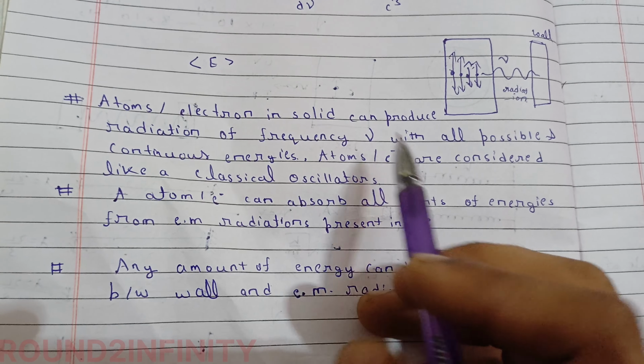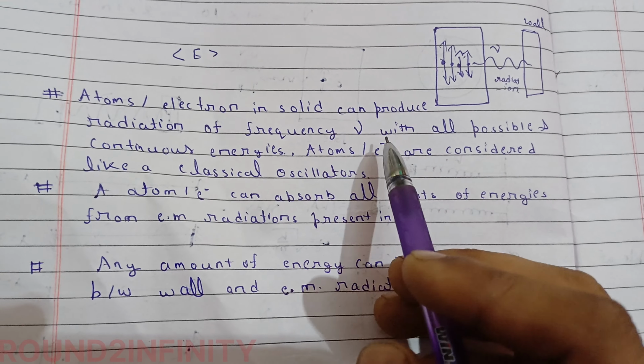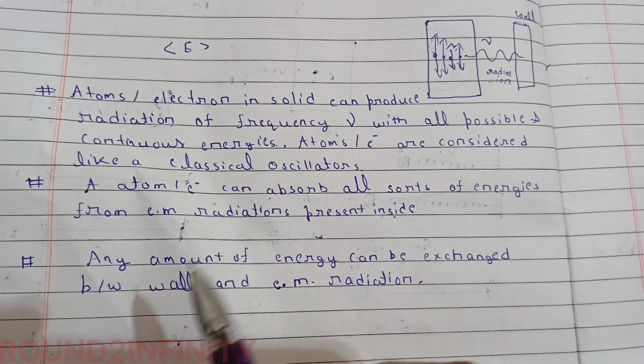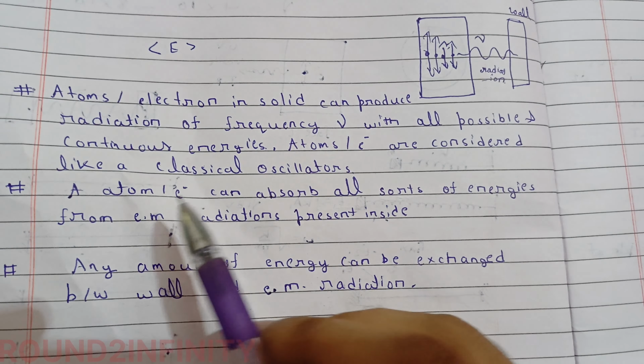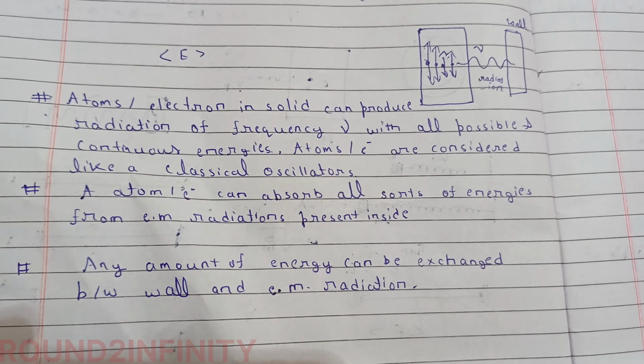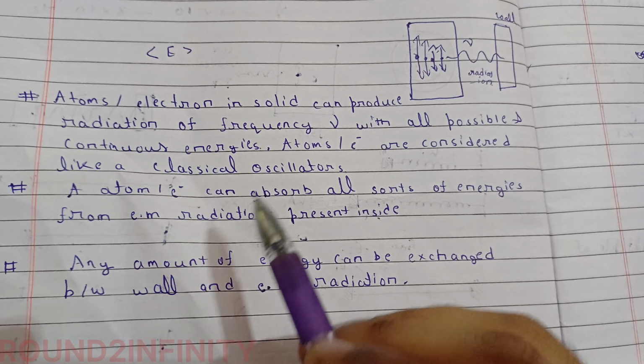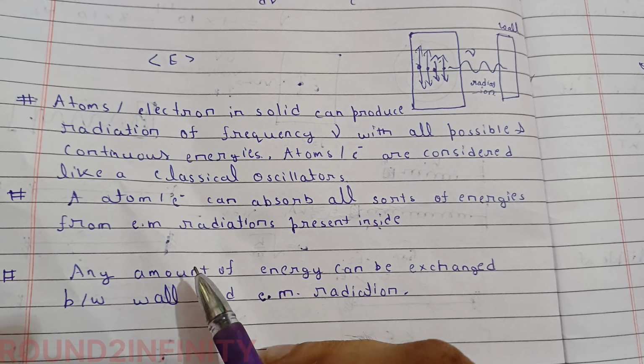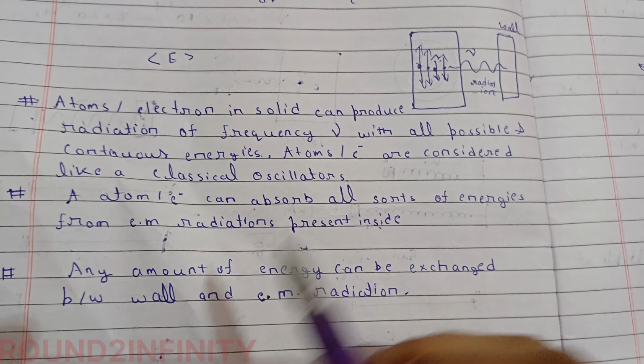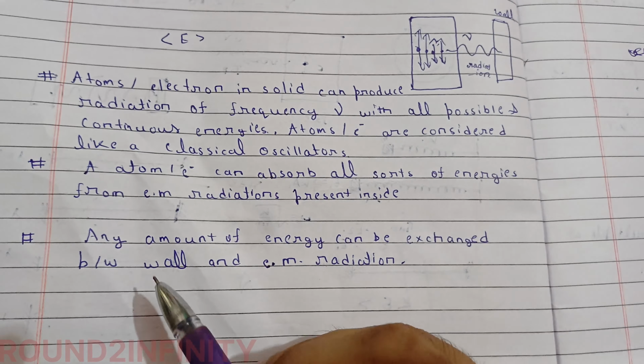Atoms and electrons in a solid can produce radiations of frequency nu with all possible and continuous energies. Atoms or electrons are considered like classical oscillators. In the first ball, an atom or electron can absorb all sorts of energy from the EM radiations present inside. So these are the two assumptions of classical theory.